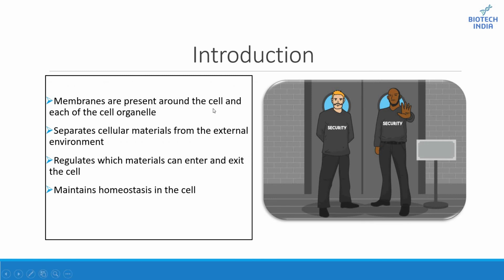Membranes are present around the cell and each of the cell organelles. It separates cellular materials from external environment. It also regulates which material can enter and exits in the cells, like how the security guard stops and asks you an information before entering into an apartment or club. It also maintains homeostasis in the cells. So homeostasis is nothing but a self-regulating process by which biological system maintains stability while adjusting to changing external conditions.